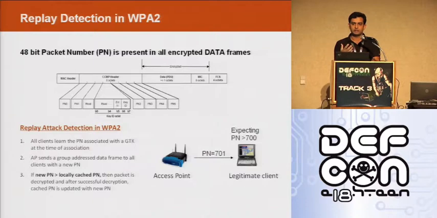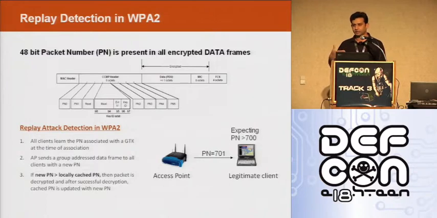When the access point sends a packet, it will send with 701, because that is part of its traffic stream. It has already sent 700, so the next packet will be 701, 702, and so on. So when the access point sends a packet with 701, the client is going to accept that packet, and once the packet is successfully decrypted, the client is going to update its locally cached packet number. So now the packet number becomes 701.